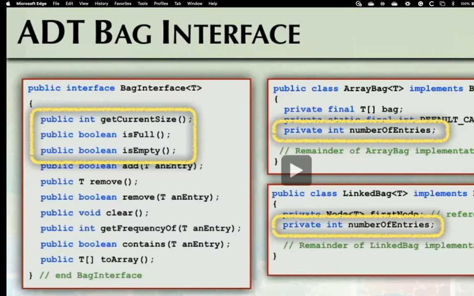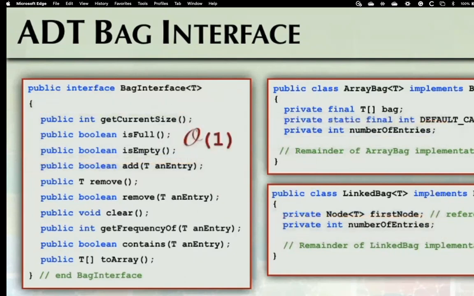It determines whether the bag is empty or full by performing a comparison to the data member number of entries. Each of these methods only requires that a single comparison be performed no matter how many items are in the bag. Since these methods always take the same amount of time to execute, they are of order at most 1.